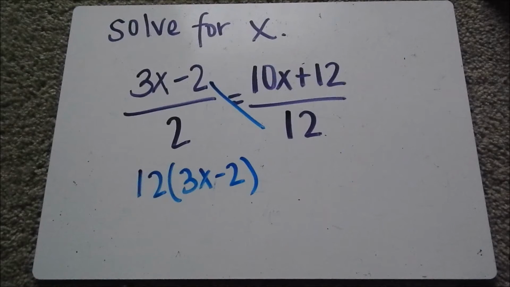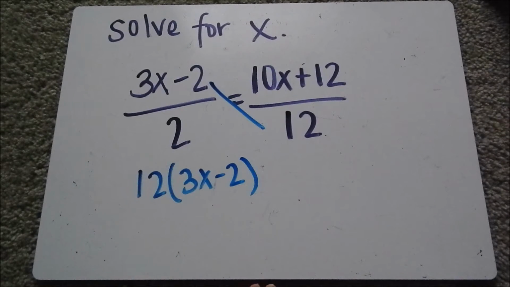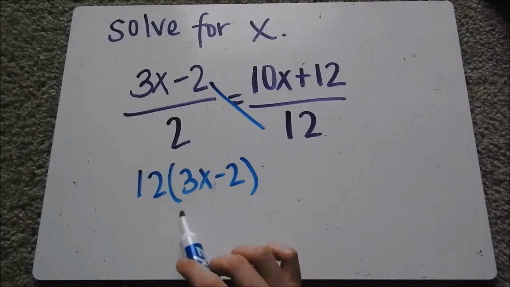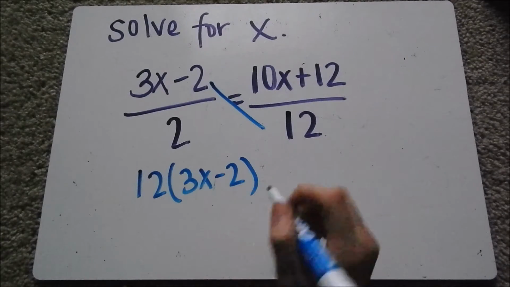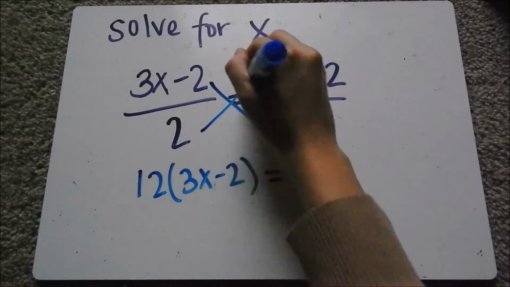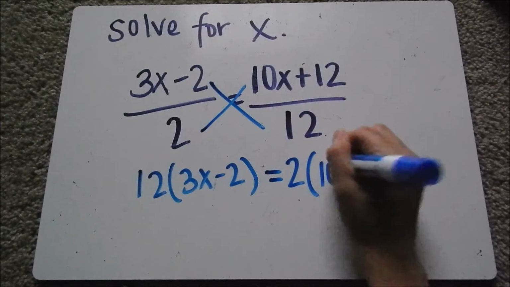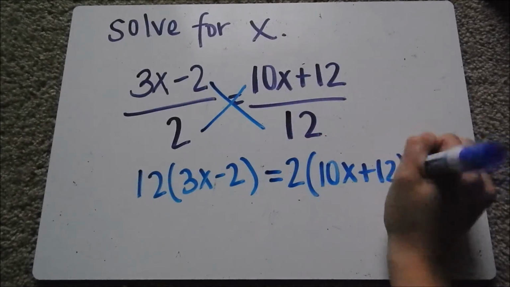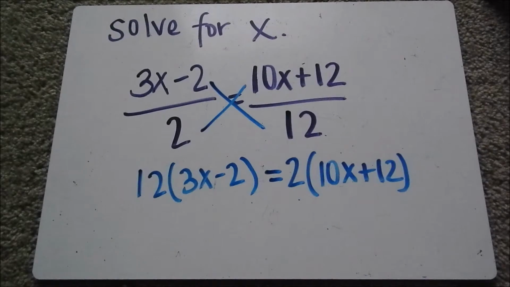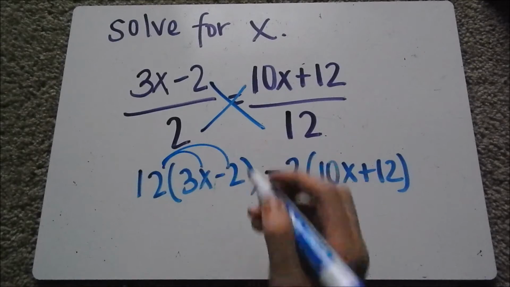I'm going to write it out like that before multiplying because you have to make sure you distribute the 12, which is why the 3x minus 2 is in parentheses. Do the same thing to the other side. It's going to be 2, then in parentheses, 10x plus 12. Now we can easily see that we're going to distribute.